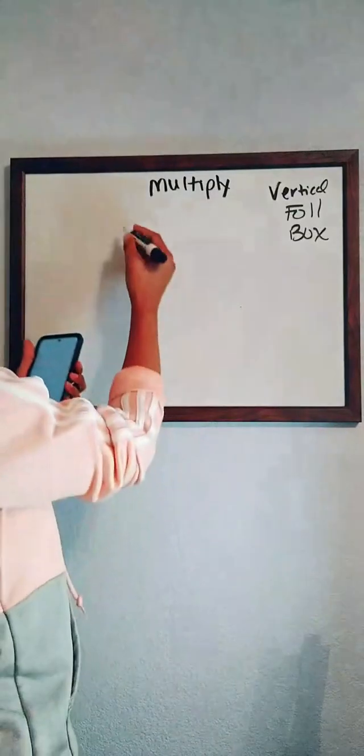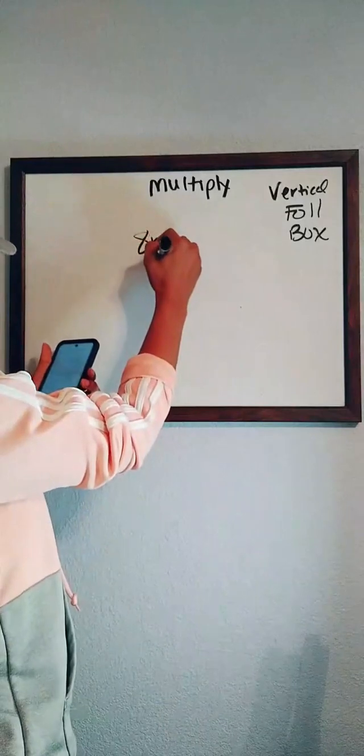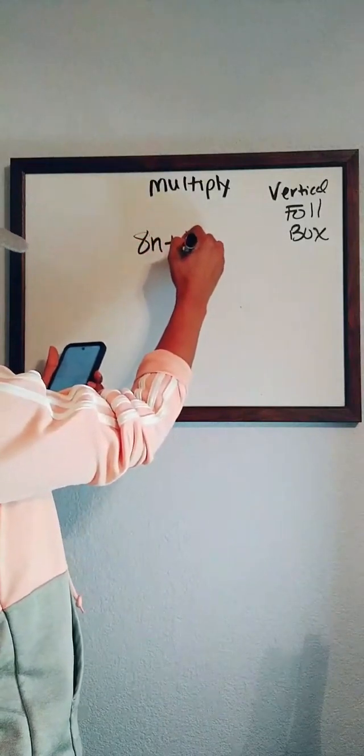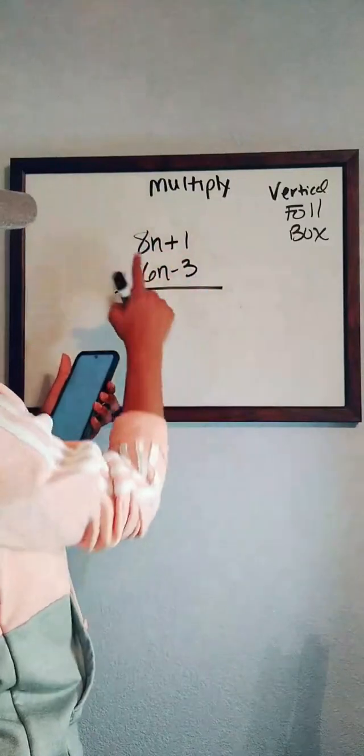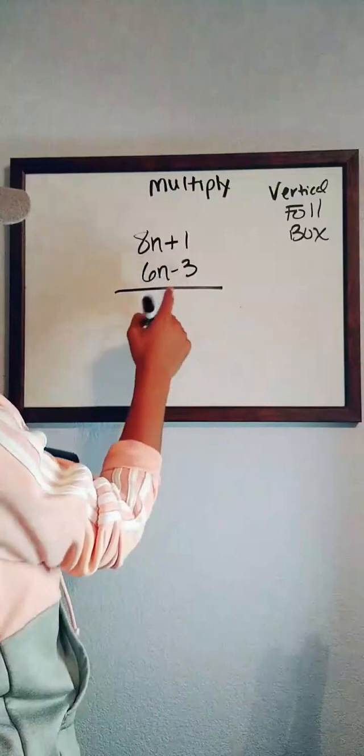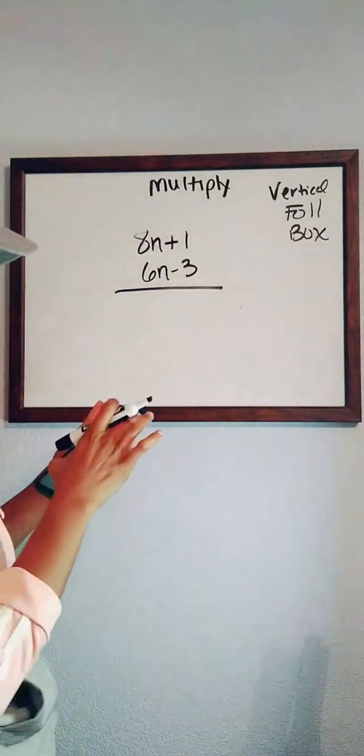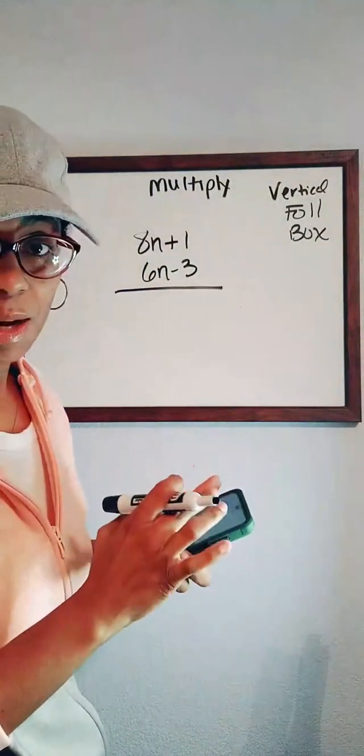All right, let's do this one. I'm going to do this one vertically. 8n plus 1 times 6n minus 3. Okay, so 8n plus 1 times 6n minus 3. Let me blow it up big so I can see my answer, okay?